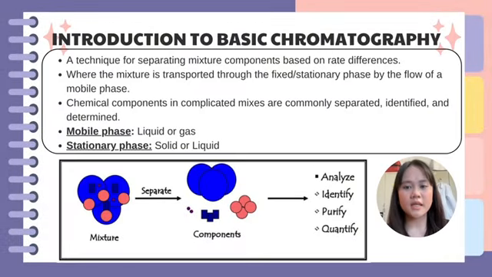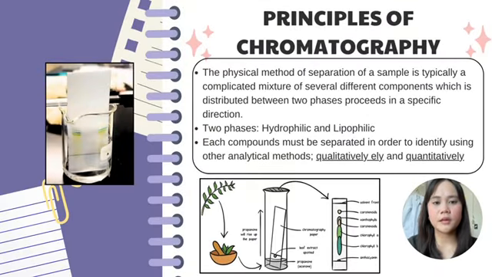Basic chromatography is a technique for separating mixture components. The mixture is transported through a fixed or stationary phase by the flow of a mobile phase. Chemical components in complicated mixes are commonly separated, identified, and determined. The mobile phase can either be a liquid or a gas, while stationary phase is either a solid or a liquid. Next is the principles of chromatography.